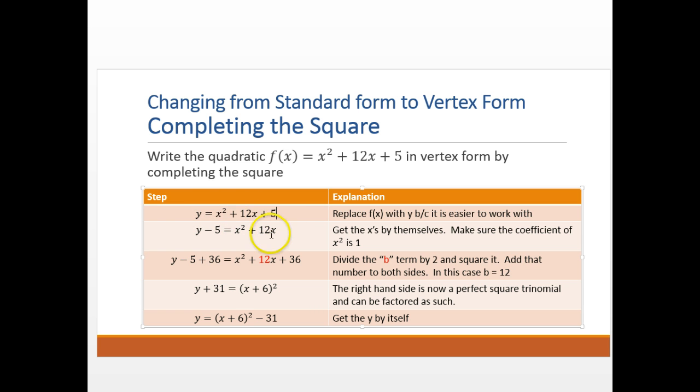We're going to get the x's by themselves. So we're going to leave the x squared and the 12x on the right-hand side, and we're going to subtract 5 from both sides. So we get y minus 5 is x squared plus 12x.